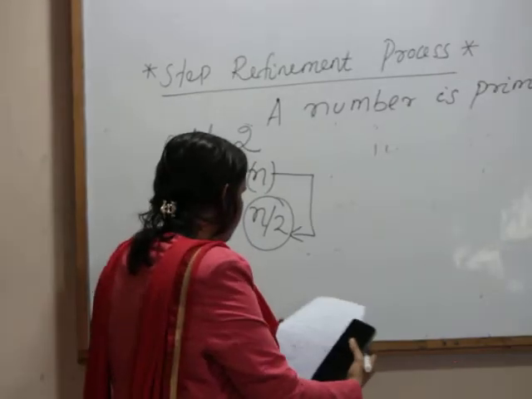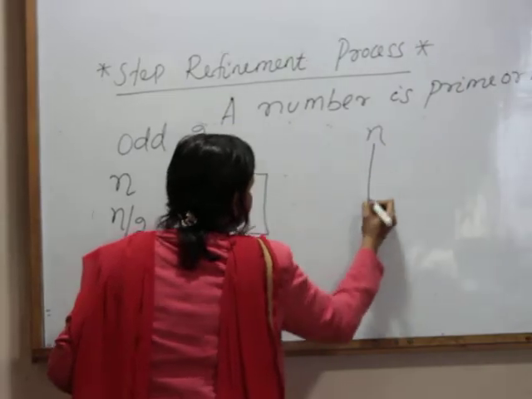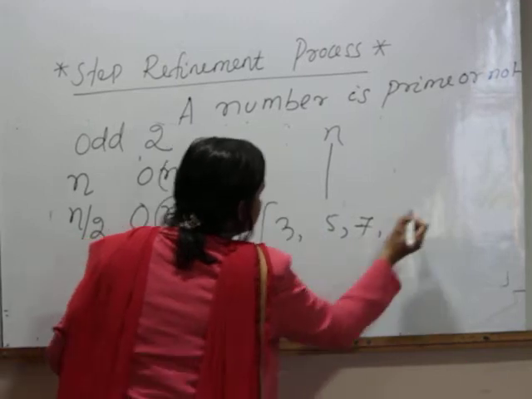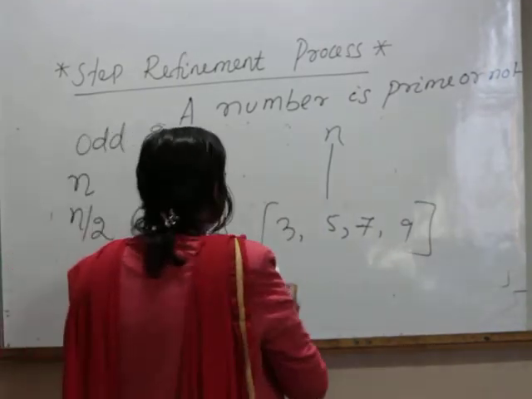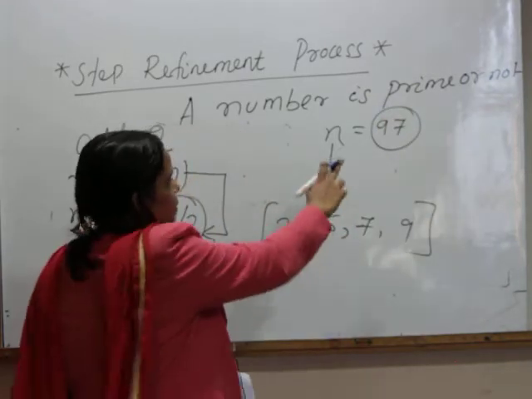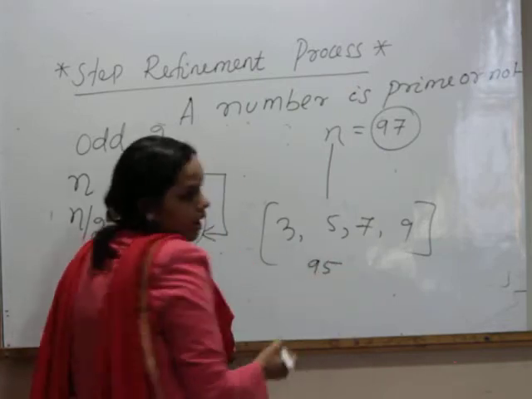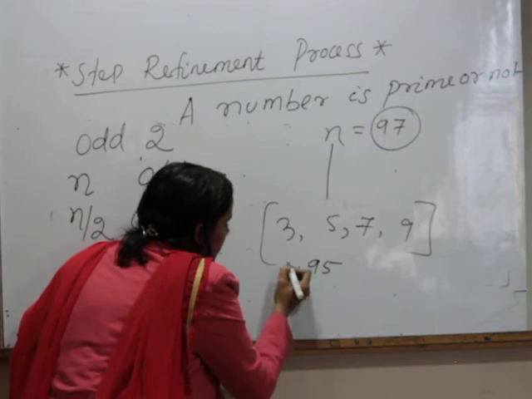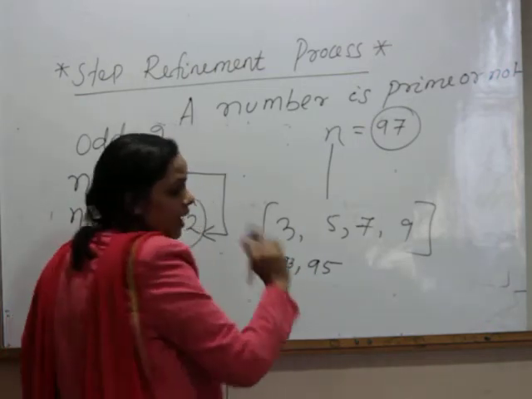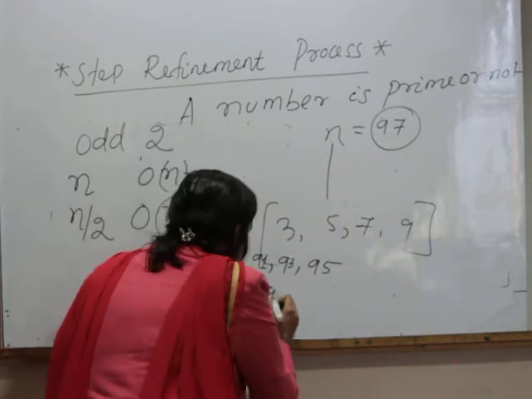Next, if you are taking 3, 5, 7, 9 as the divisors, suppose the number is 97, n equal to 97. Is it possible that 97 will be divisible by 95? I don't think it will be possible. Next 93. Next you can find 91. So where is it possible that 97 can be divisible? It will be divided by 2.